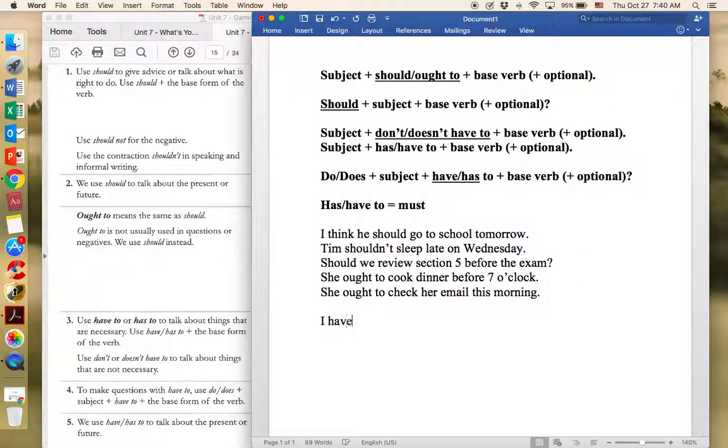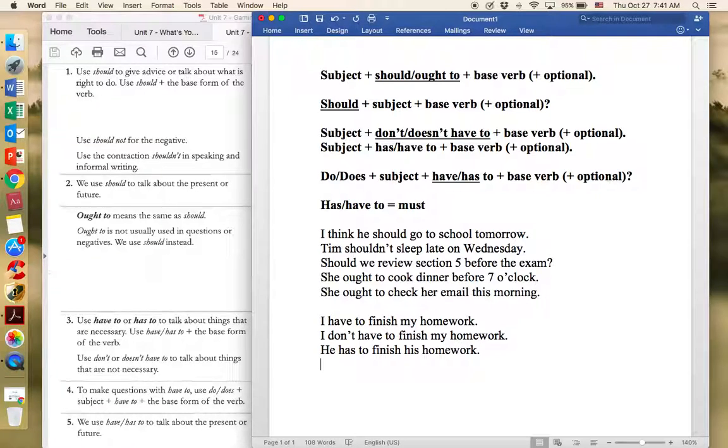Okay, so I have to finish my homework. Right? I, subject, have to, base verb, and then optional. Or I don't have to finish my homework. Either way. No difference. How about he has to finish his homework? And who is he? He could be Mark, he could be John, he could be Bob, anybody. He could be my father or my brother, whatever.